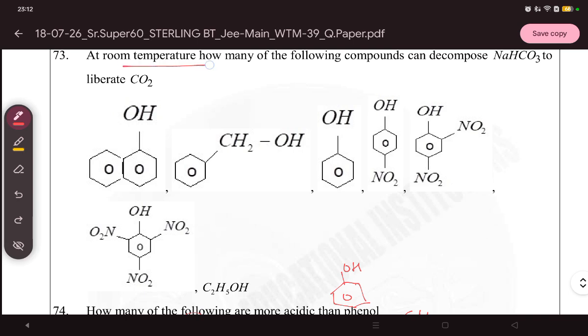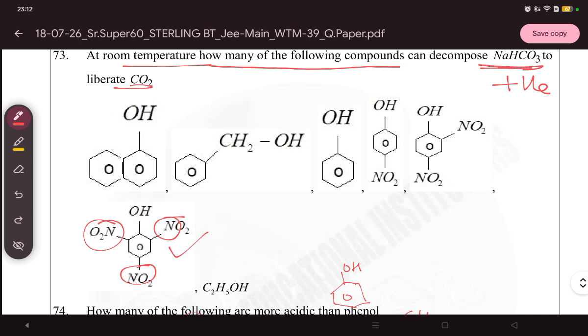At room temperature, how many of the following compounds can decompose with NaHCO3 to liberate carbon dioxide? It is the test for acid, a positive test for acid. Acidic compounds are more reactive and liberate carbon dioxide. Due to 3 electron withdrawing groups, picric acid liberates carbon dioxide with NaHCO3. Similarly, ortho and para nitro also, totally 3 compounds release carbon dioxide.